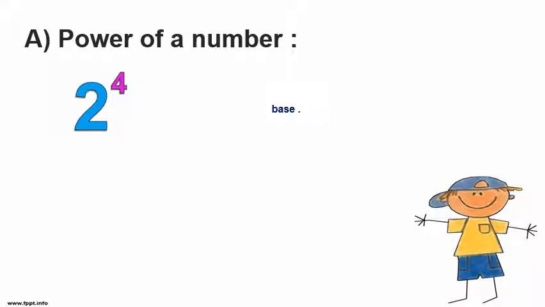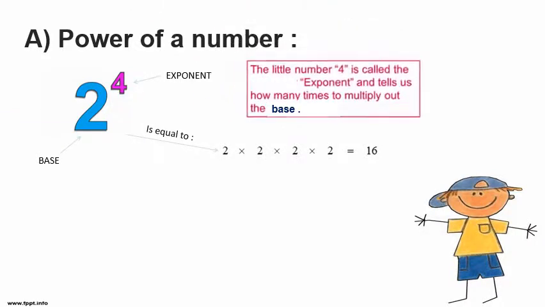So, what is a power of a number? A power of a number has this shape. It is composed of a base and an exponent. 2 to the power 4 indicates I'm going to multiply 2 by itself 4 times, which is 2 times 2 times 2 times 2, which is equal to 16.